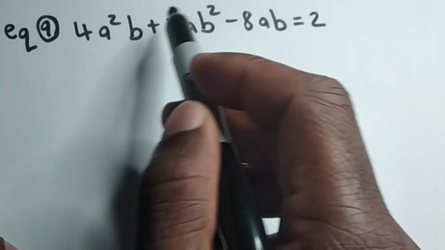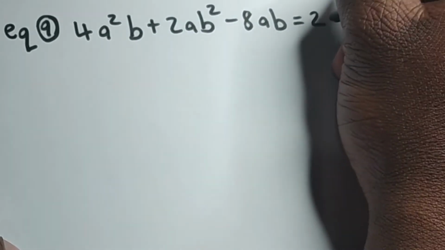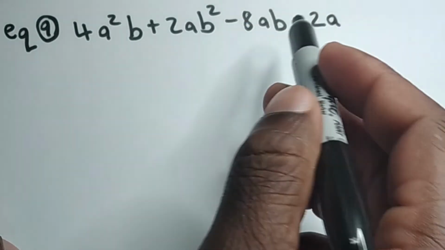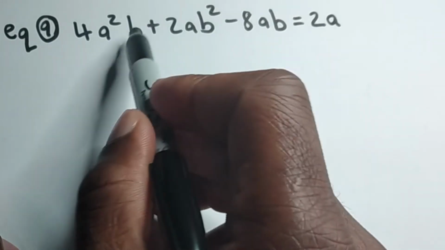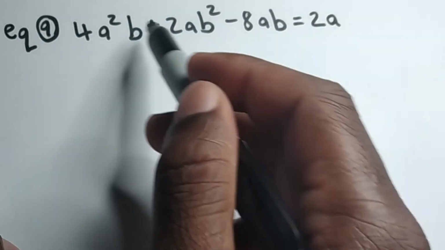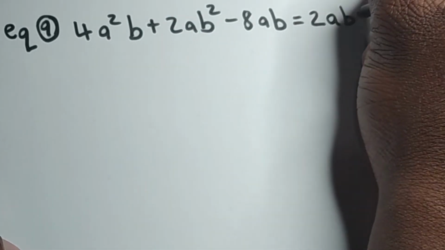And we'll look at the a. All right. So we're going to take the a with the lowest index or the lowest power. And that's just basically a to the power of 1. So a by itself is the same thing as a to the power of 1. And we'll do the same thing for the b because we have b being common in each term. All right. So again, we'll factor out b.